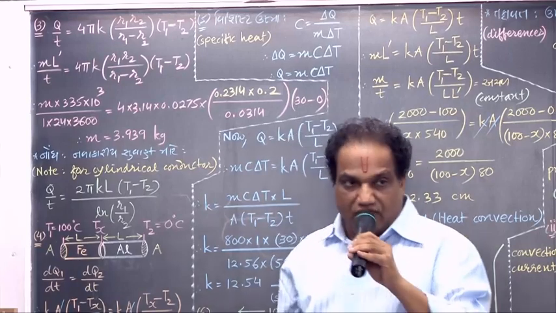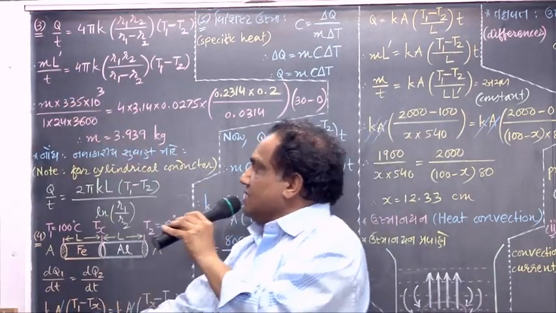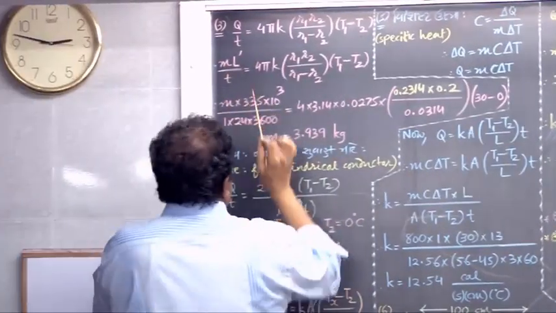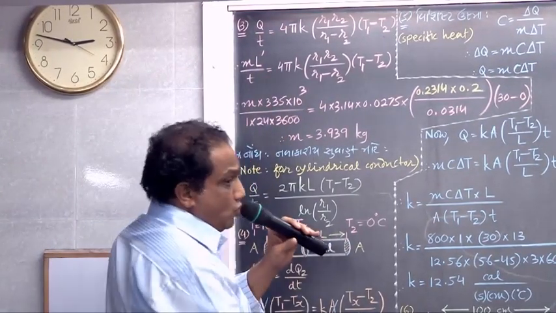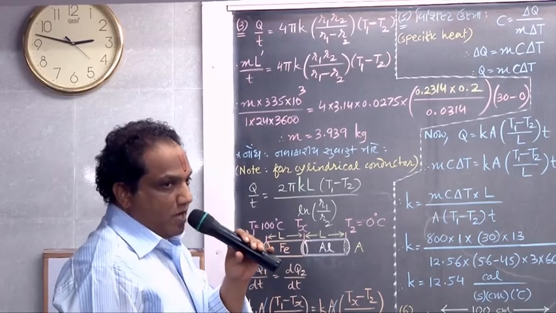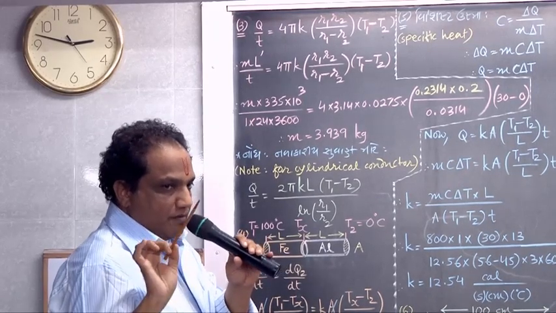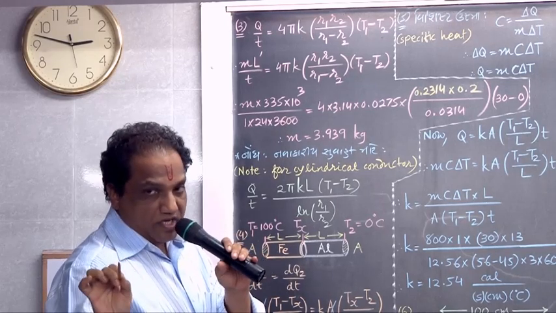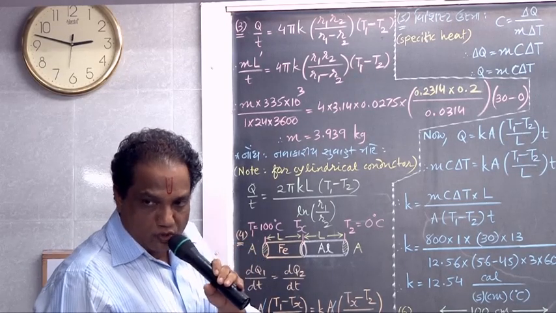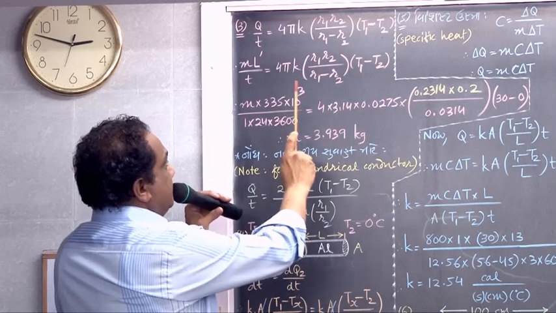Now let me place all the values. I want this mass, so leave m as it is. What is the latent heat of fusion of ice? They have given 335 kilojoule per kilogram. Kilogram is okay, but kilojoule is not the SI unit of energy. The SI unit of energy is joule. You must convert kilojoule to joule, multiplying by 10 raised to 3.